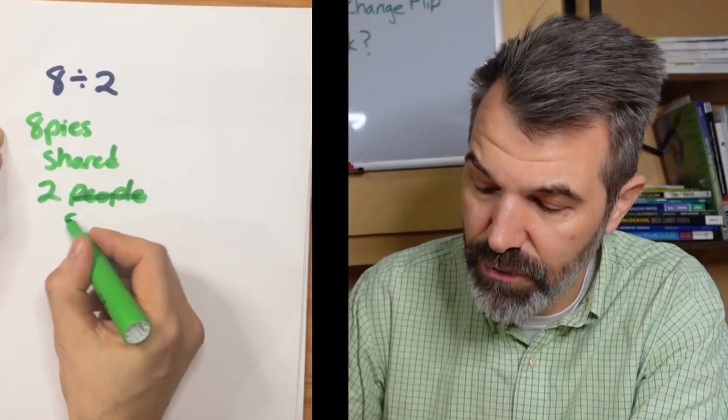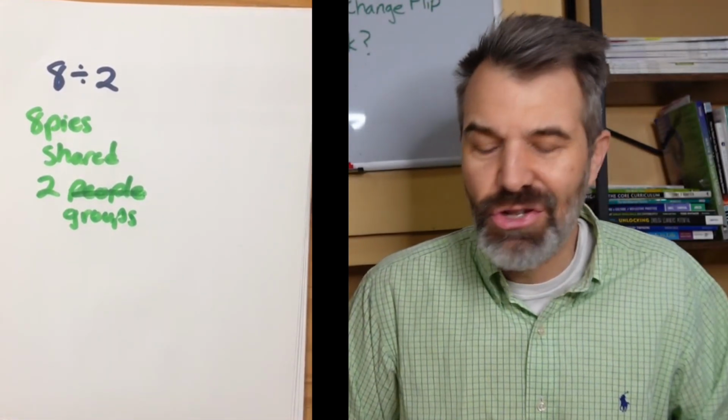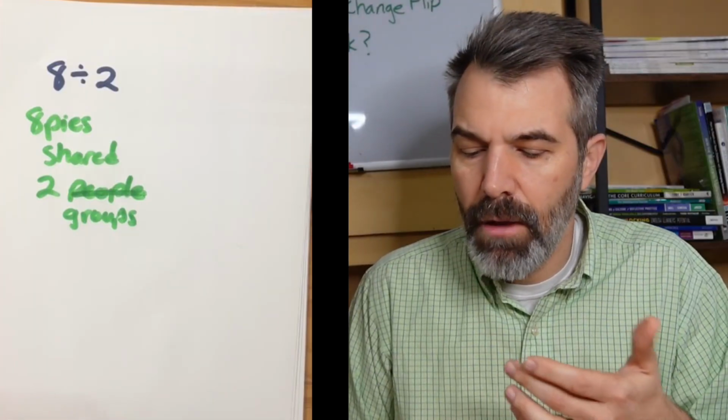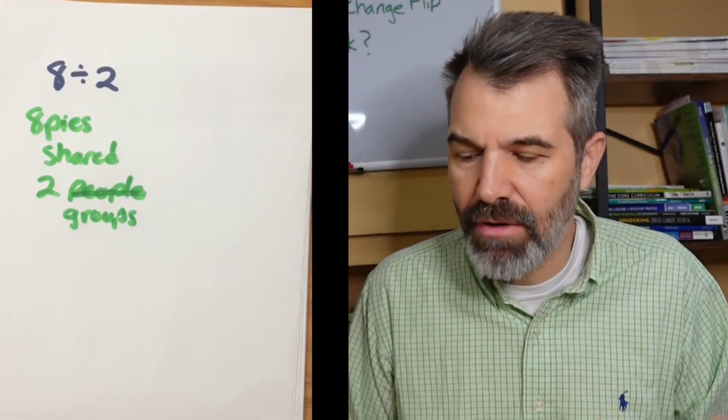So 8 pies shared with 2 groups. How about we do that? That seems a little more reasonable. So 8 pies shared with 2 groups. And really the question is, how many pies does each group get?